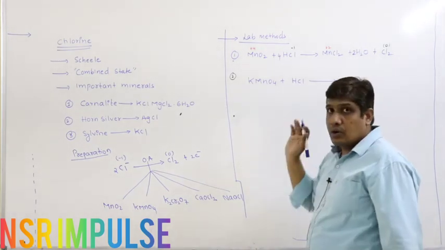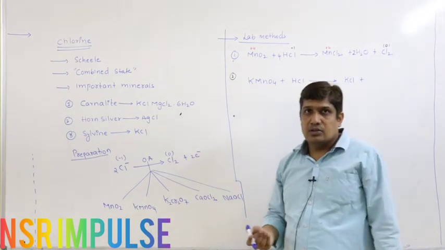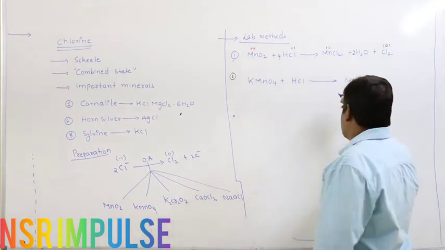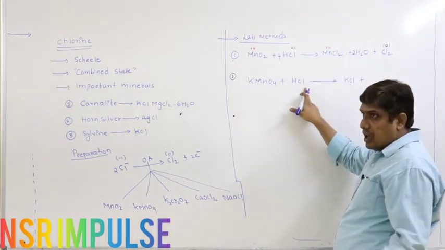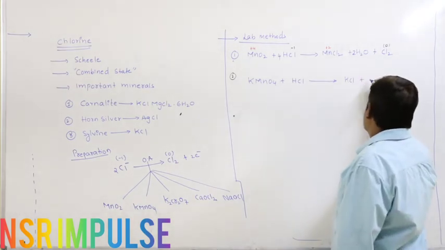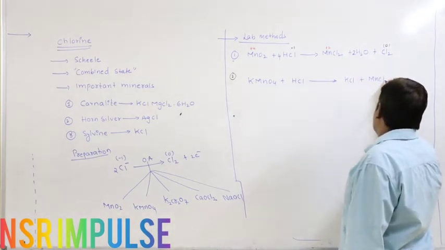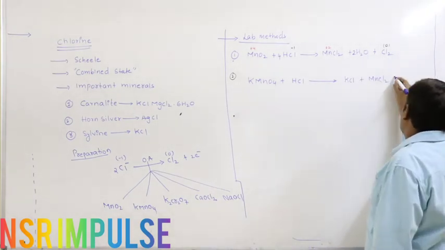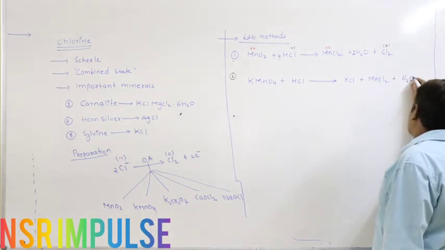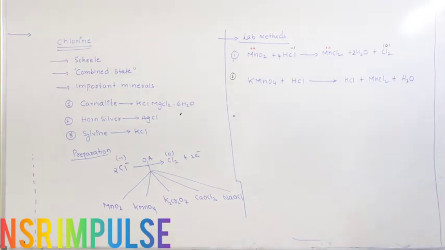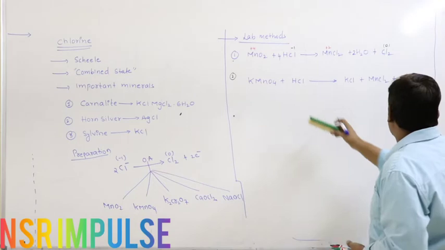Manganese has to undergo reduction. To which oxidation state will it be reduced? +2. So Mn +7 to Mn +2, and +2 combines with the oppositely charged ions provided by the other reagent, that is Cl minus. So what we get is MnCl2. Next, hydrogen combines with oxygen to form water, H2O. So here, let us try to balance it.